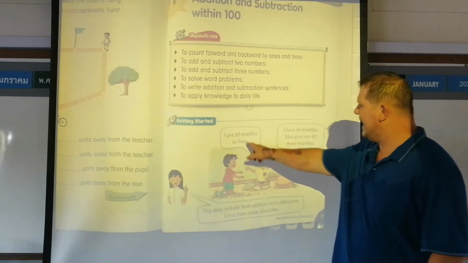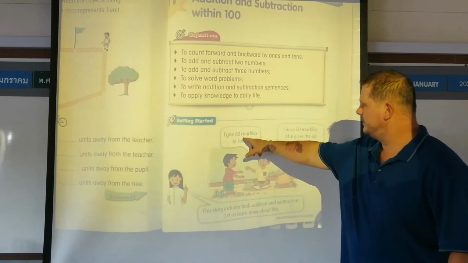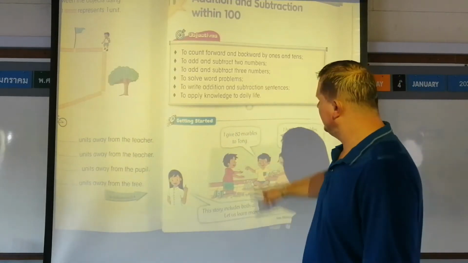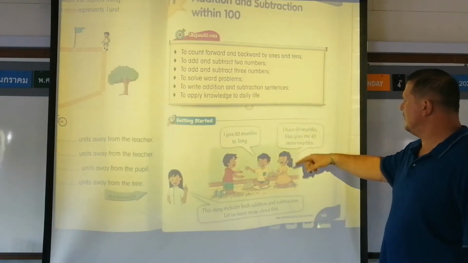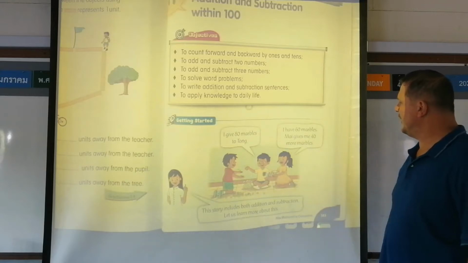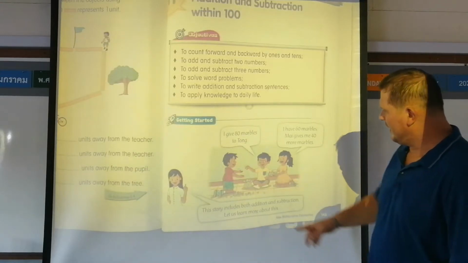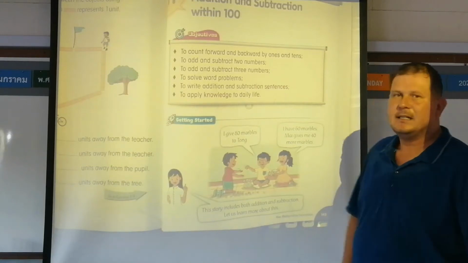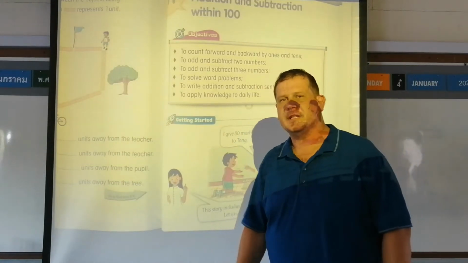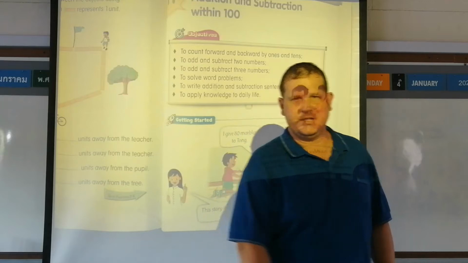Getting started, I have 80 marbles, and I give 80 marbles to Tom. I have 60 marbles. Mike gives me 40 more marbles. Right, the story includes both addition and subtraction. Now, let's learn how to do this. Okay, I'm going to turn the page.